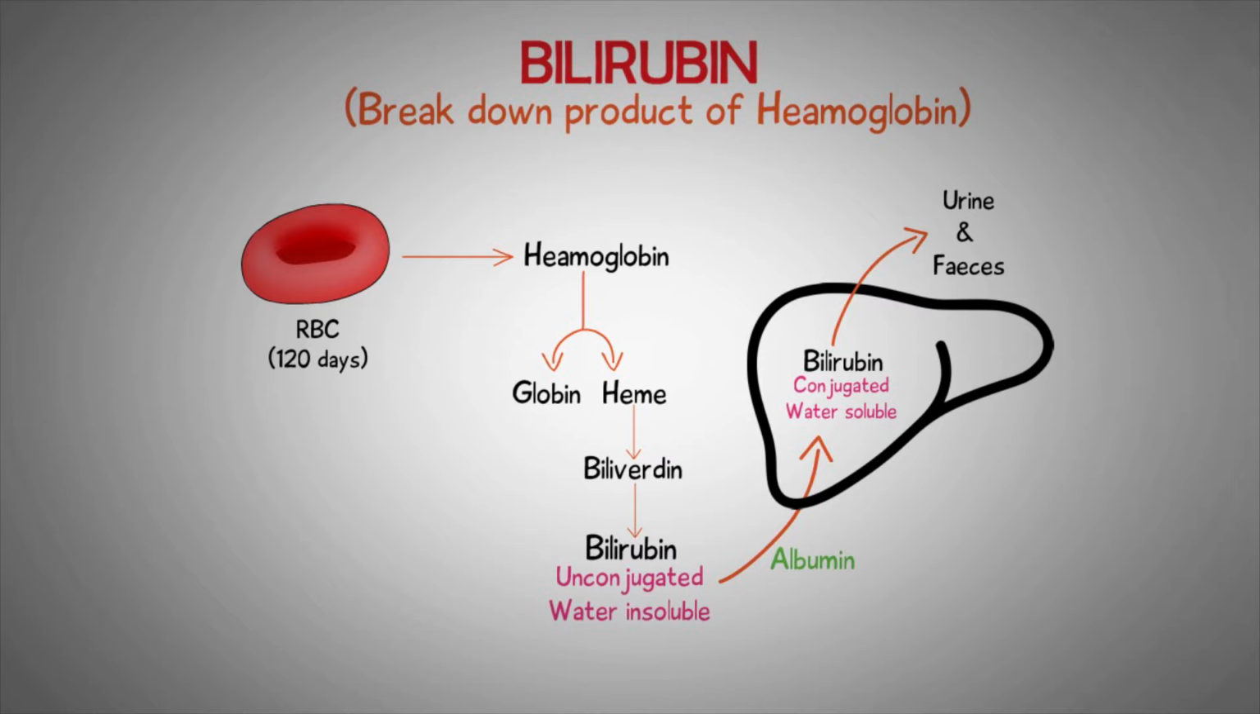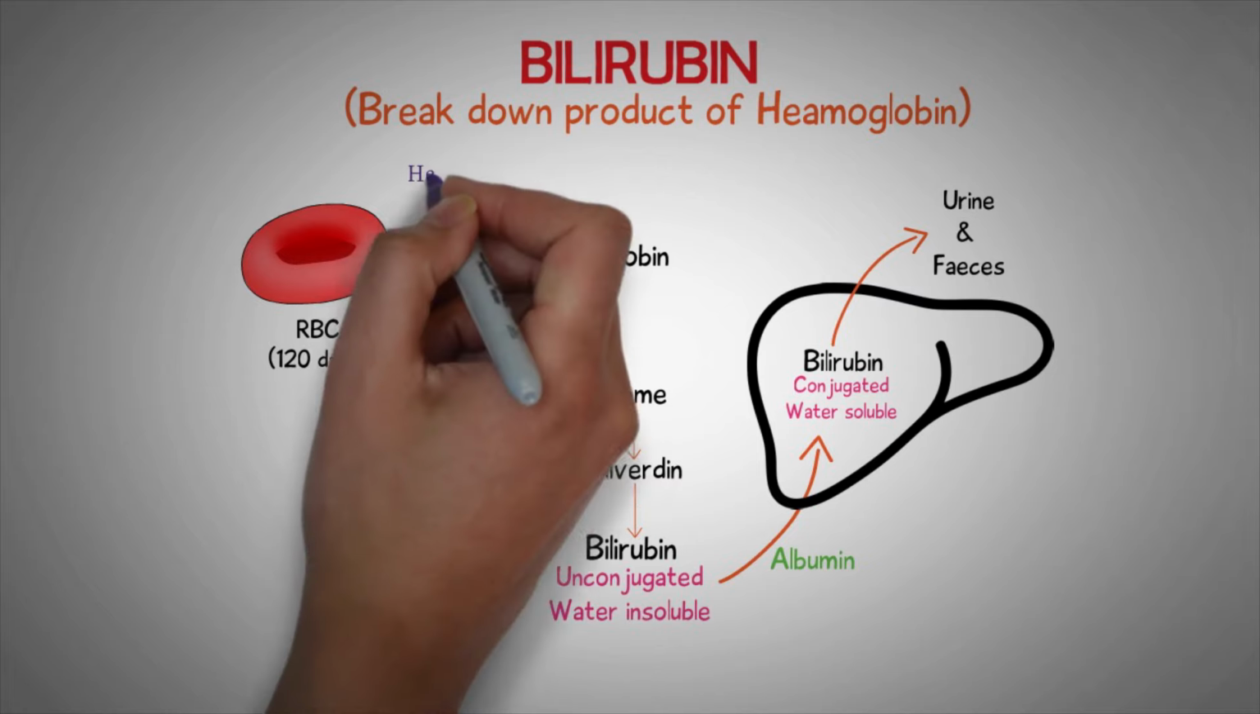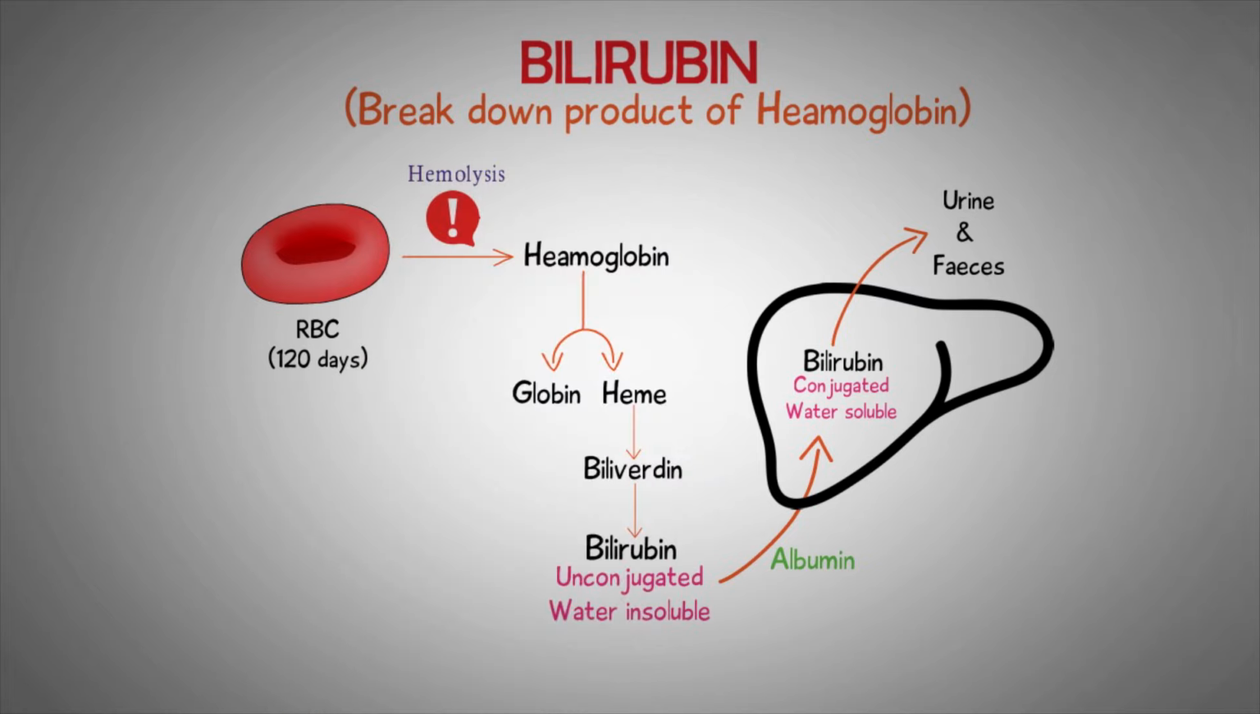So, if there is an increase in the level of bilirubin, it indicates something is wrong in your body. The main causes of raised bilirubin level in blood are: number 1, hemolysis, that is the breakdown of RBCs; number 2, failure of the conjugating system in the liver; and number 3, obstruction in the biliary system.